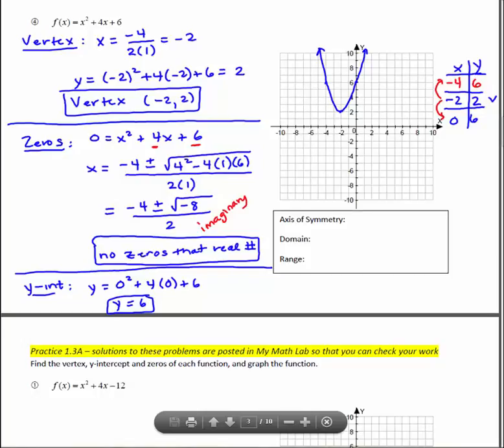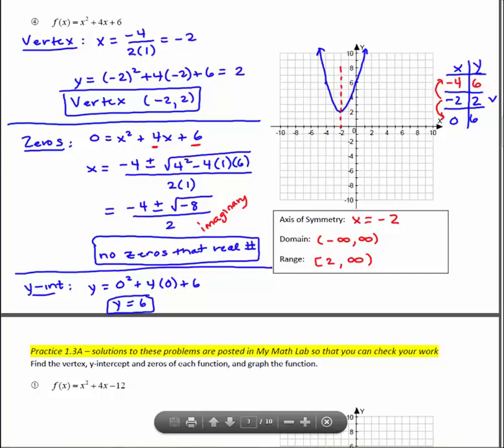All right, information about this parabola. Our axis of symmetry through the vertex is going to be at x equals negative 2. The domain, once again, all real numbers. And the range, I do have a smallest y value, y equals 2. And then the y's continue on up to positive infinity.